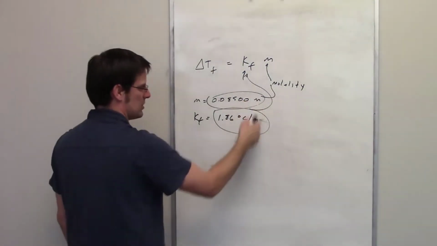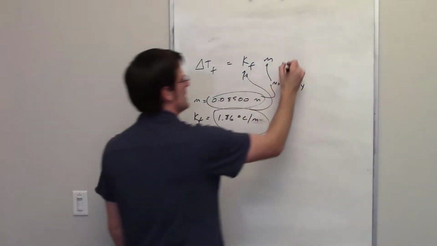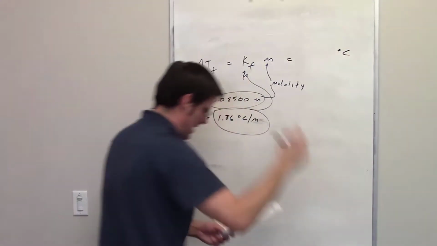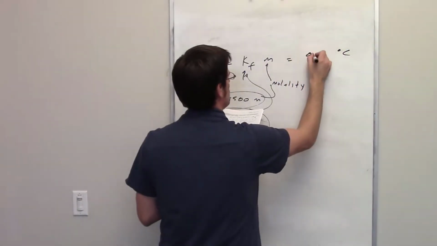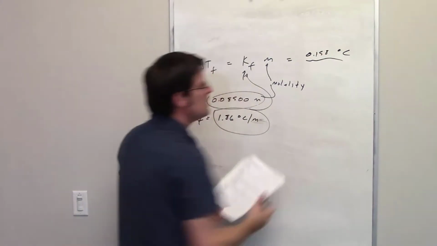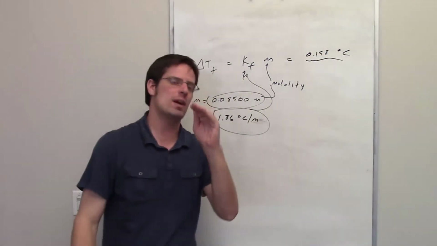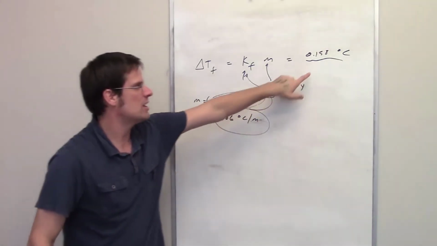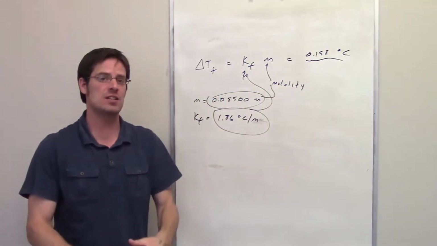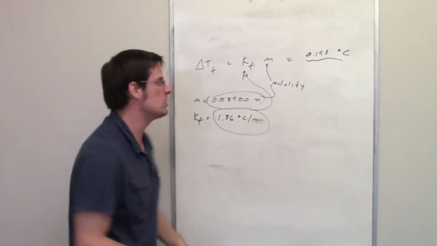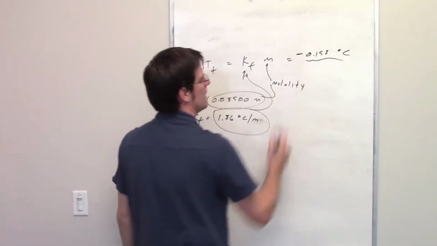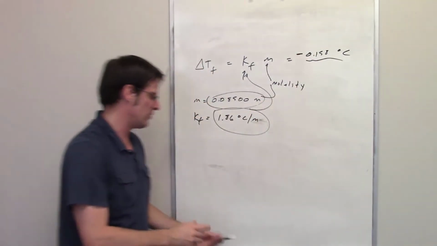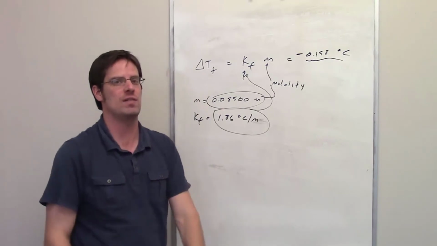You notice that the molals cancel each other out, and I'm left with degrees C as my units. Once you do that, you end up determining that the final answer is 0.158 degrees Celsius. That means then that the freezing point of water will be decreased by that many degrees Celsius under this concentration of glucose. So the correct answer is going to be negative then. So it will decrease the freezing point temperature by negative 0.158 degrees C.